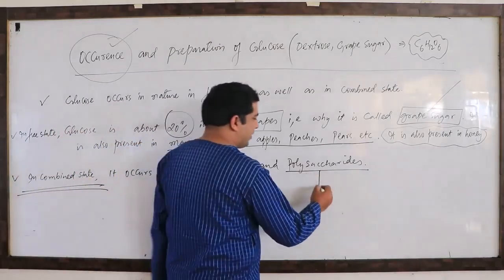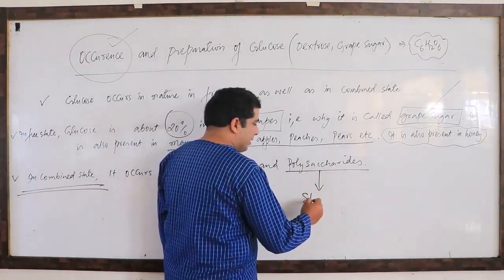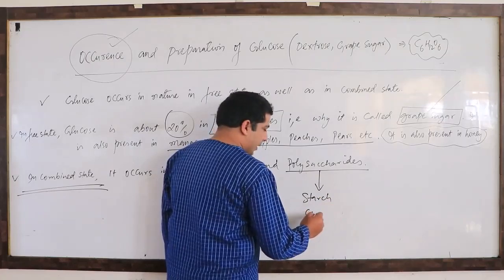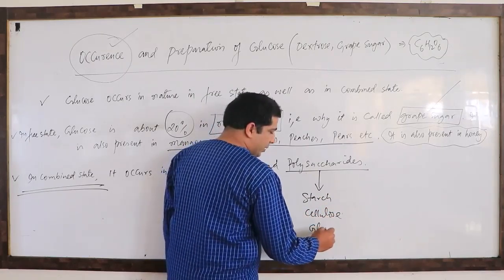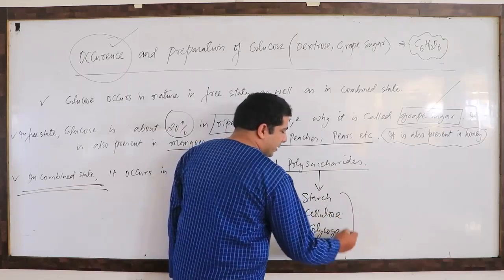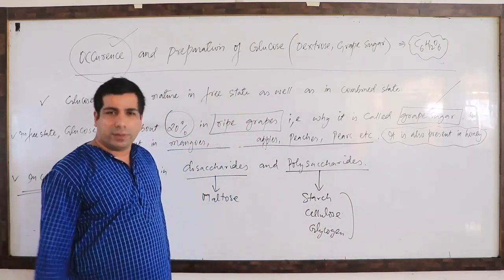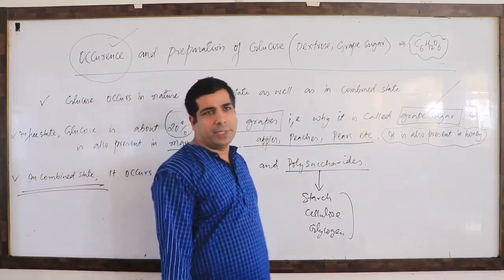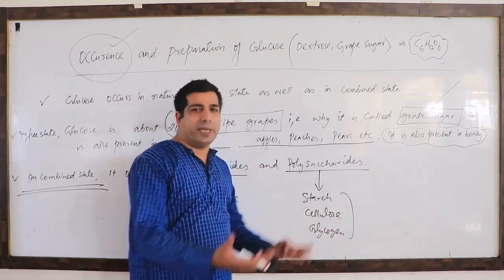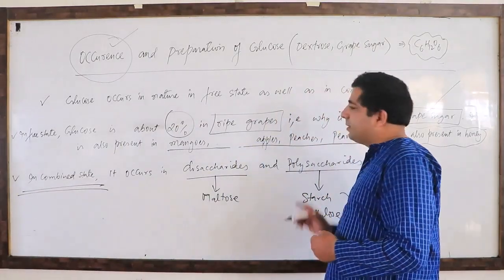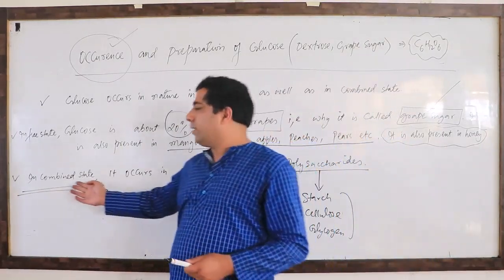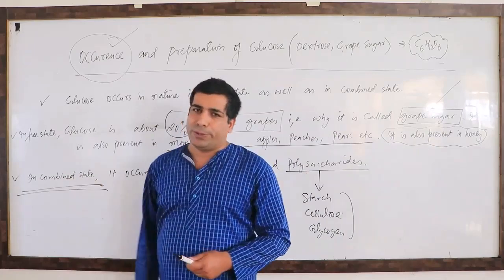In polysaccharides, you can take the example of starch, cellulose, and glycogen. In all of these, a large number of glucose molecules combine. The range is from 100 to 3000, to form these polysaccharides. So obviously, these are the combined state of glucose.